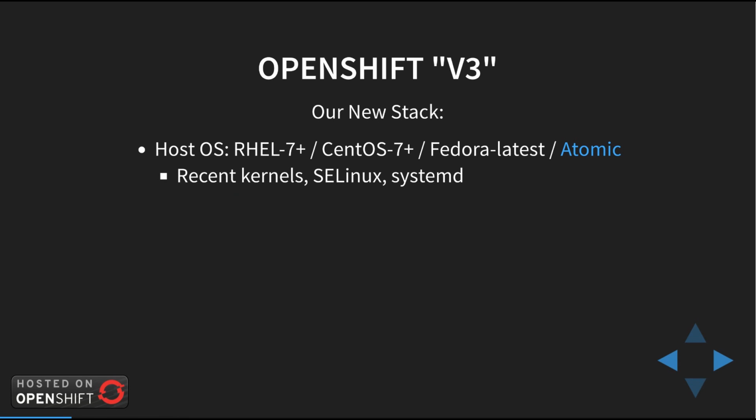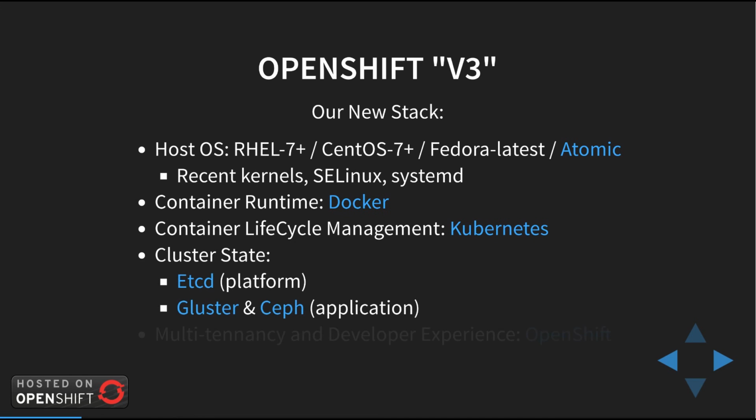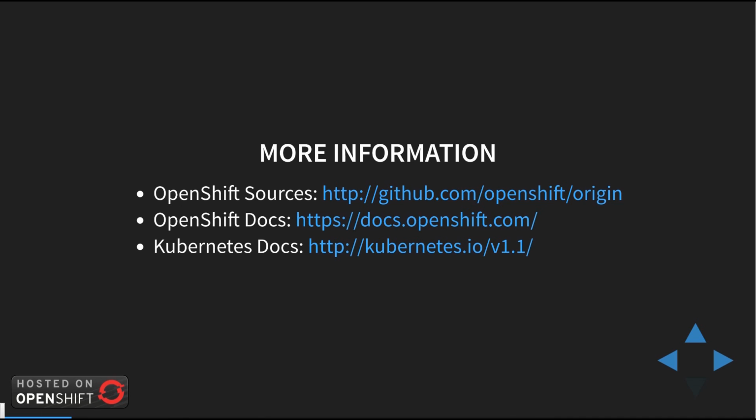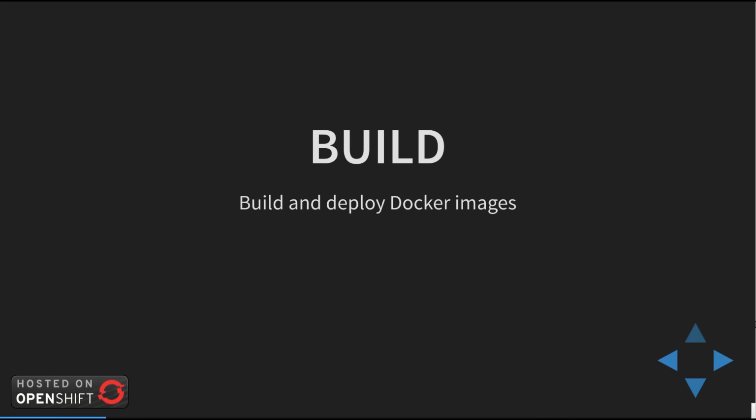OpenShift v3 has been rewritten to use Docker for its container runtime and Kubernetes for container lifecycle management. OpenShift extends Kubernetes to provide multi-tenant security models, advanced web console support, and developer workflows for quickly iterating on container-based solutions. First, let's see how easy it is to build and deploy a project using Docker.